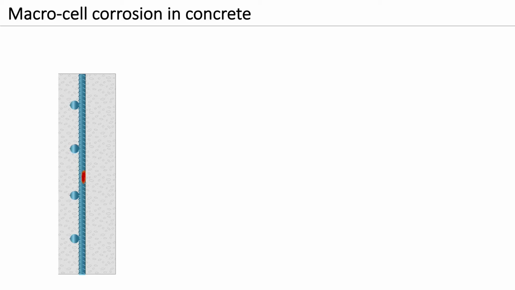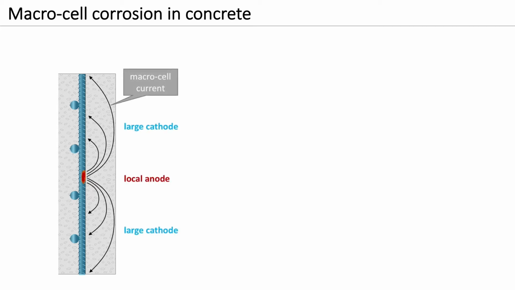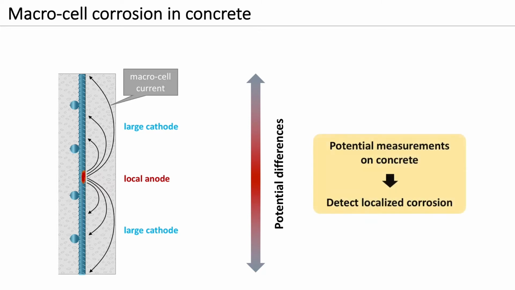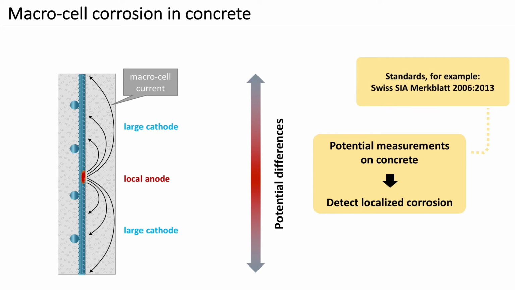As seen in the previous video, chloride-induced corrosion leads to macrocell corrosion. The flow of the macrocell current leads to potential differences at the concrete surface. These potential differences, together with a number of other effects, allow detecting localized corrosion spots in concrete structures. Different national standards give guidance on how to measure and interpret potential measurements. For instance, the Swiss SIA Merkblatt 2006.